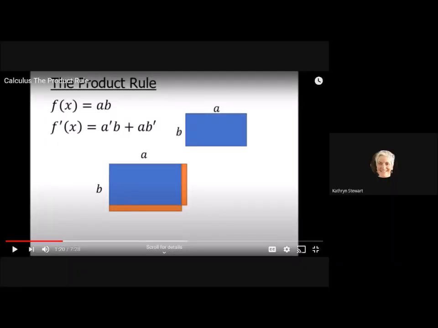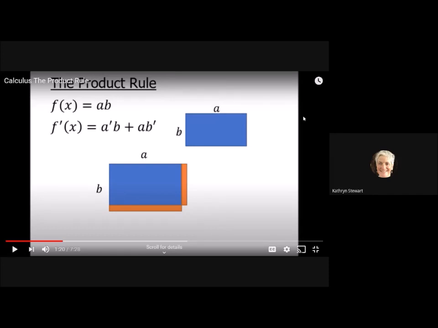So let's talk about the product rule and why it makes sense. It's a lovely way to take the derivative of a product of functions. We're going to first listen to Mr. Haas give kind of a nice visual, intuitive explanation for why it works. And then we're going to look at a proof of the product rule, a more formal proof. After that, we'll look also at a formal proof of the quotient rule.